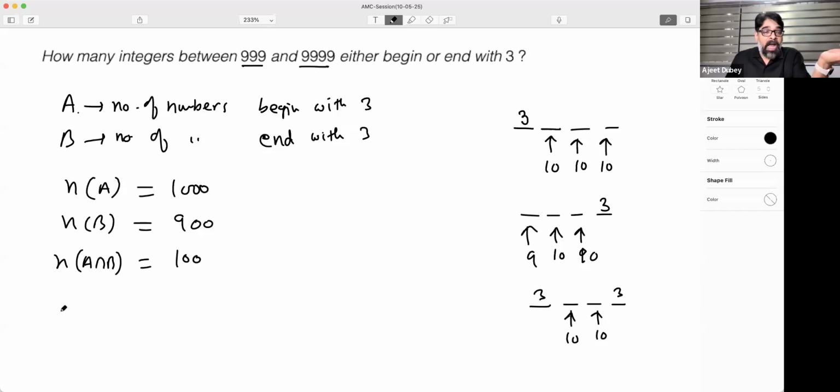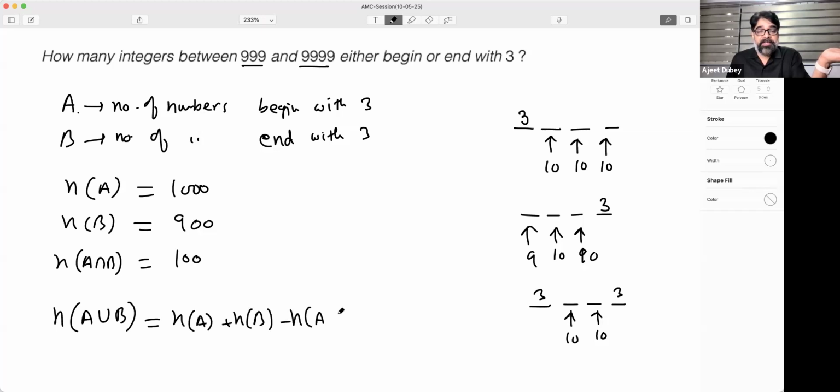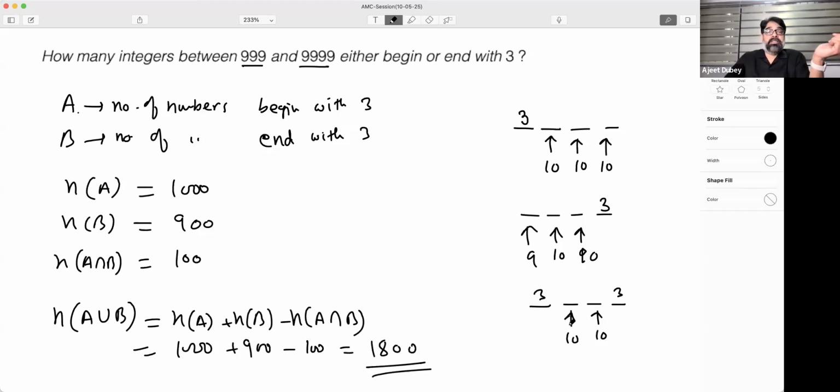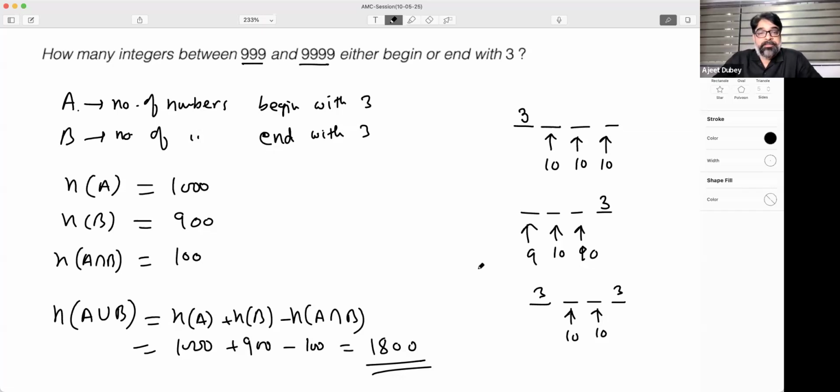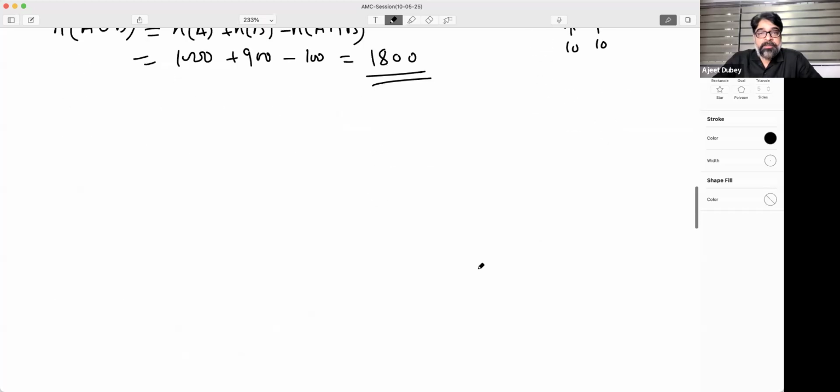And what I want is either A should be true or B should be true or both should be true. Indirectly they are talking about A union B. So that will be NA plus NB minus N of A intersection B. NA is 1000 plus 900 minus 100, and that is going to be 1800. So that will be the answer. I'm sure it's clear. The next question.